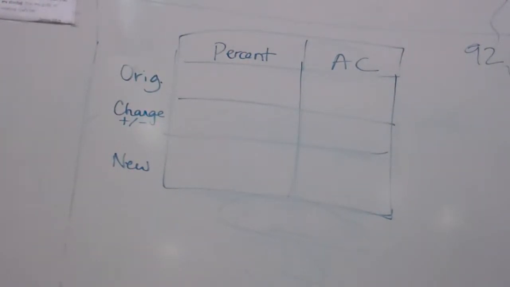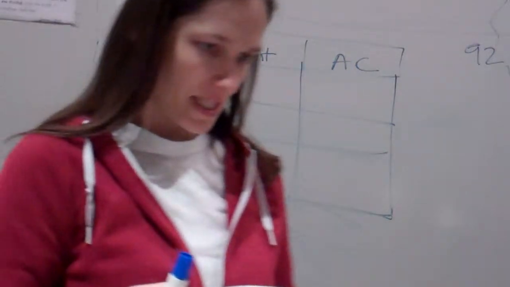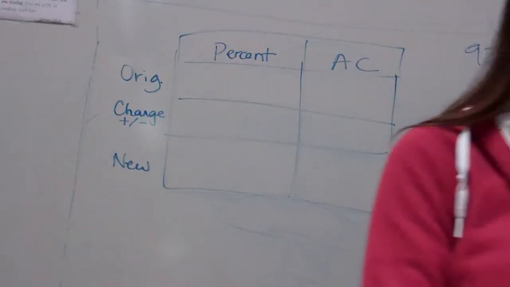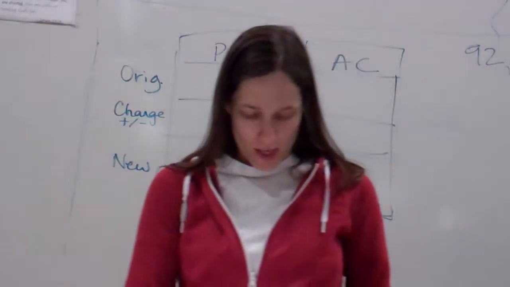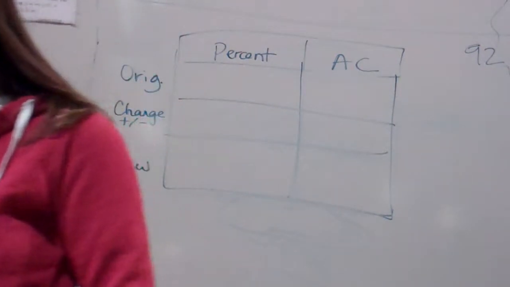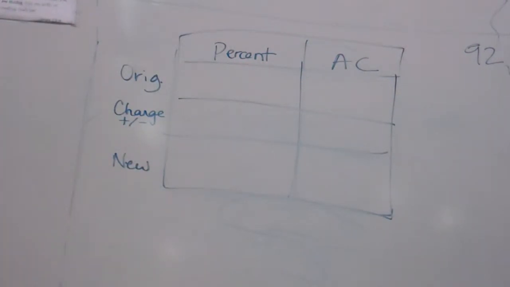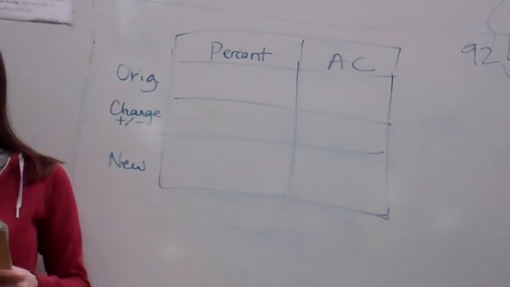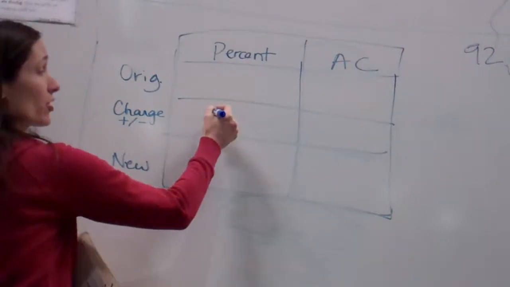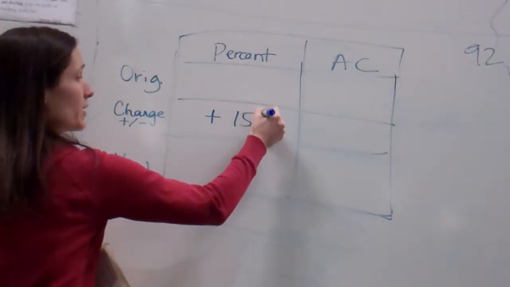I'm going to go to example 1 because I skipped that one because I wanted to do a money problem first. This one says the country's population increased 15%. We know that this is an increase problem. Okay? So where would I put an increase of 15%? On change, and because it's an increase, I'm going to put a plus 15%.